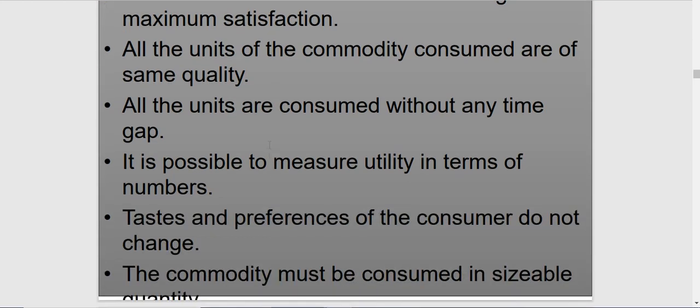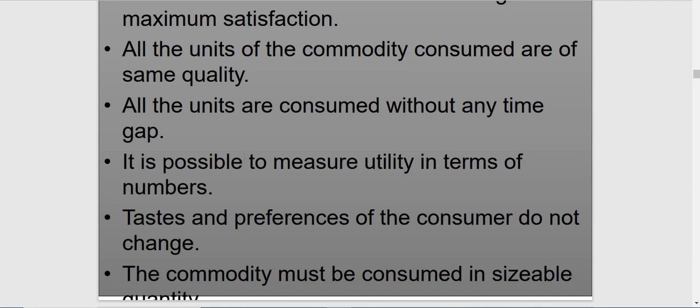The third assumption is that all the units of the commodity are to be consumed simultaneously. That means that as you are eating the first apple, the second apple, the third apple, all these apples should be had at the same point of time. You cannot have the application of this law if you have only one apple or two apples at one point of time. Otherwise, the law of diminishing marginal utility will not be applicable. So you have to continue to consume the third apple and the fourth apple to be able to experience the law of diminishing marginal utility.